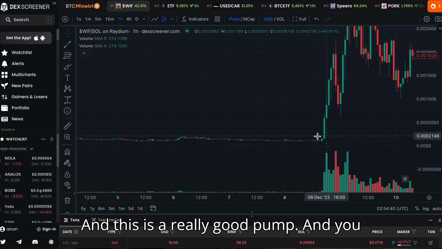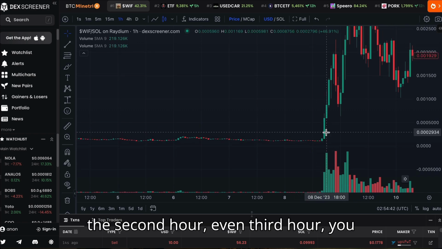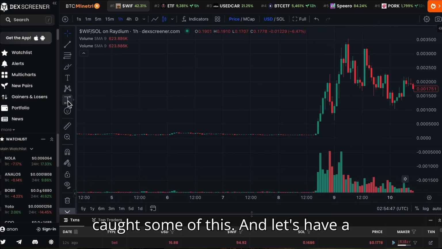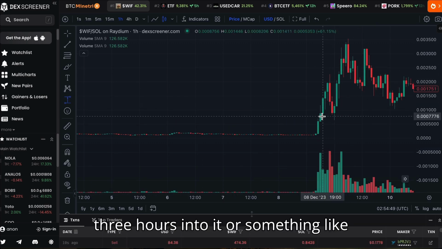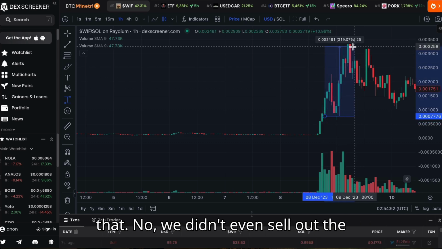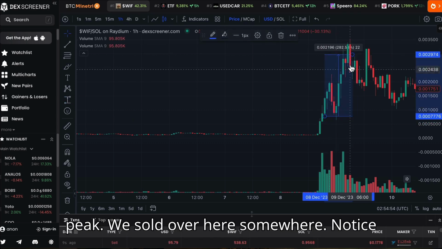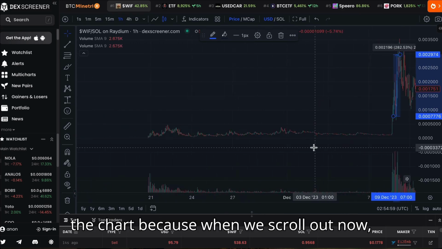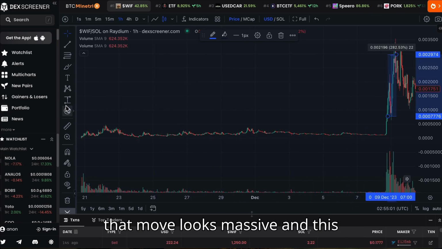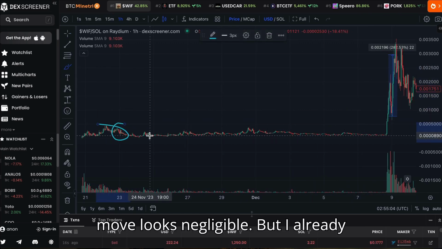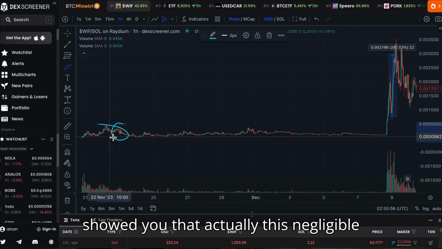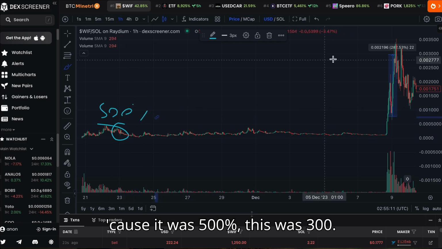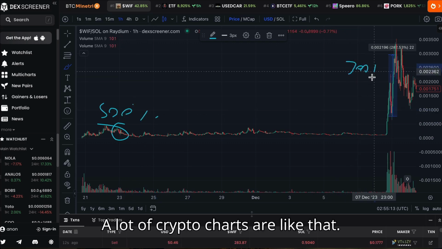And this is a really good pump. And you didn't need to get in the first hour or the second hour or even third hour. You could have been late to this and still caught some of this. And let's have a look at price trading. Let's say we were 3 hours into it or something like that. No, we didn't even sell at the peak. We sold over here somewhere. Notice the move's 300%. That looks amazing on the chart, because when we scroll out now, that move looks massive and this move looks negligible. But I already showed you that actually this negligible looking move was actually the bigger move, because it was 500%. This was 300. A lot of crypto charts are like that.